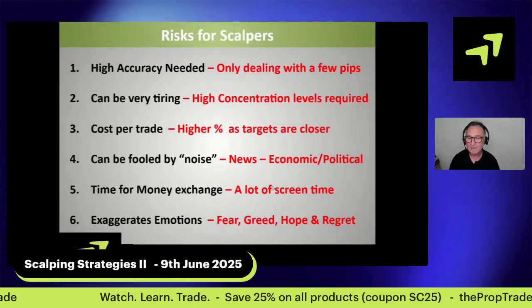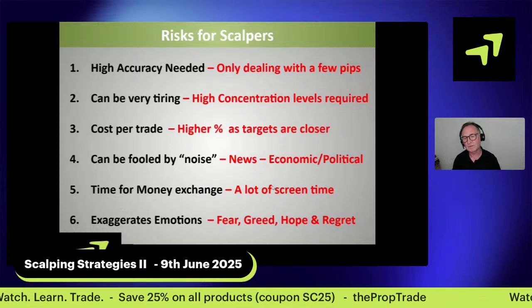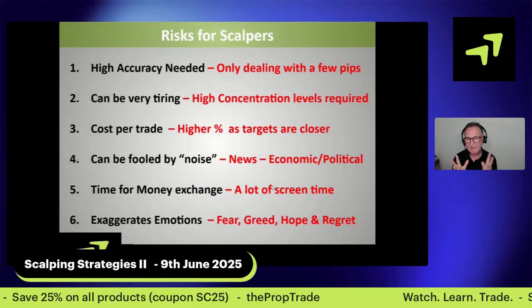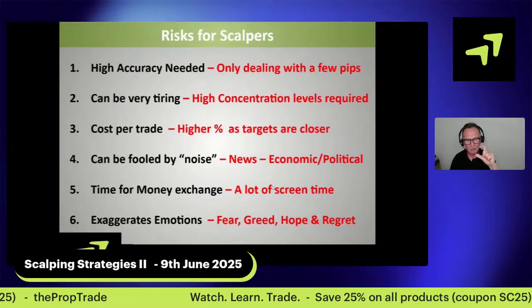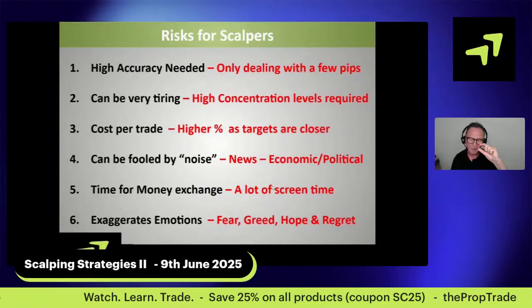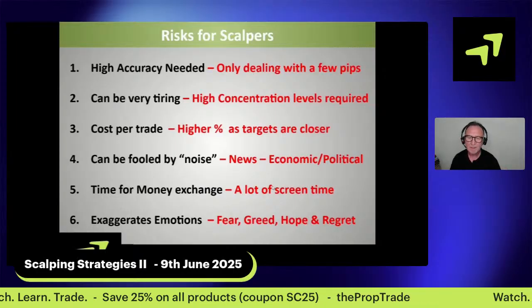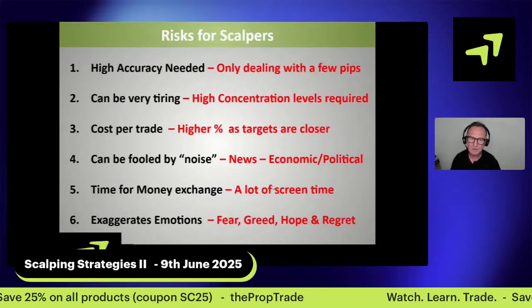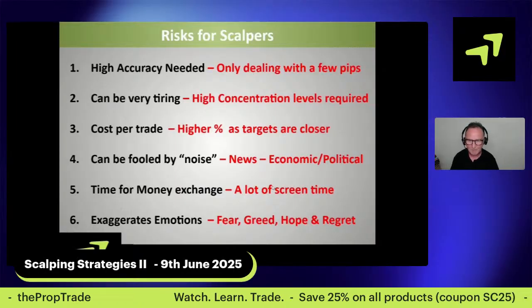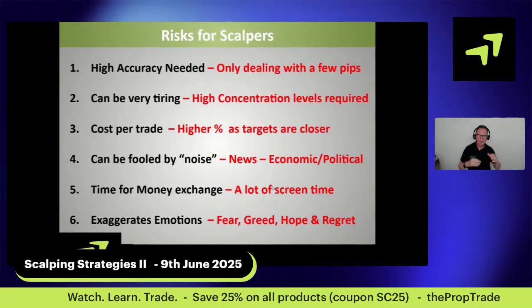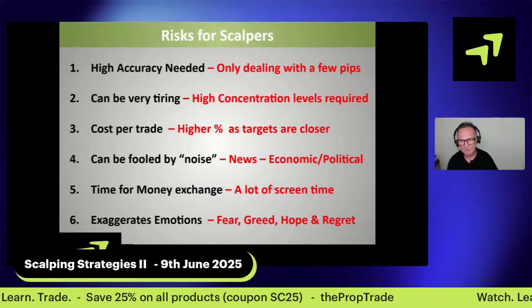It can be very tiring simply because of the high concentration levels. The cost per trade, this is a key one, lots of people overlook. It's much higher with these short-term trades or these scalping positions, because your targets are much closer than there would be on an end-of-day trade or a 4-hour trade. So your cost per each individual trade is much higher.